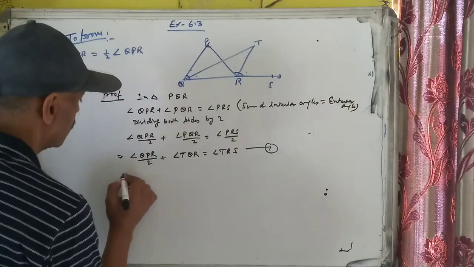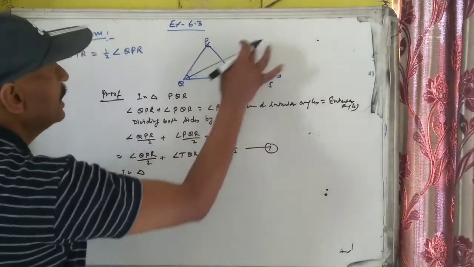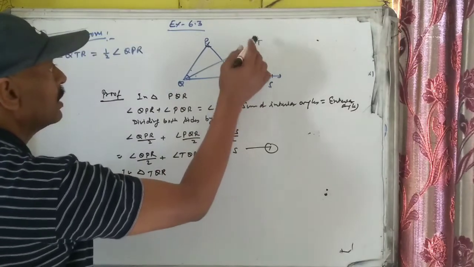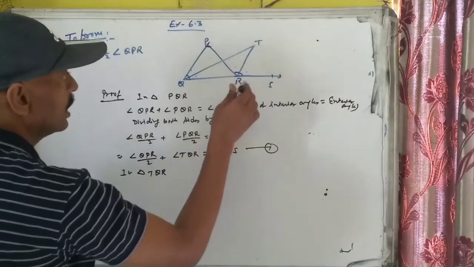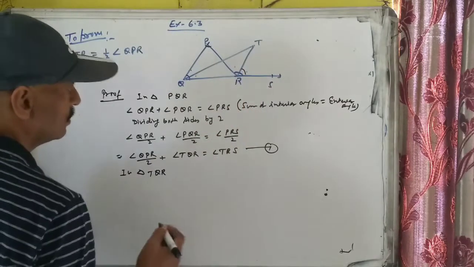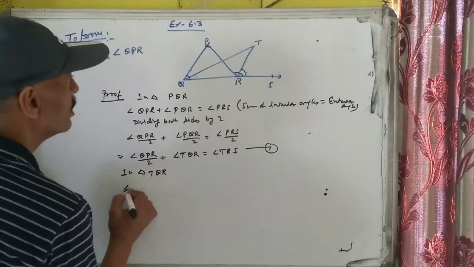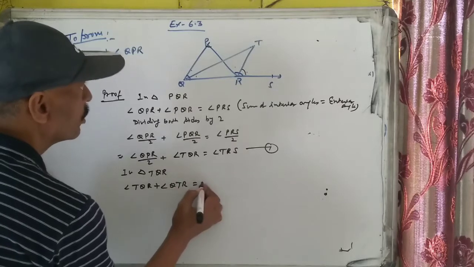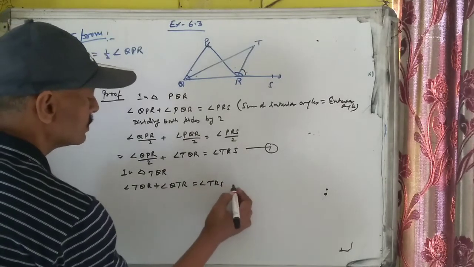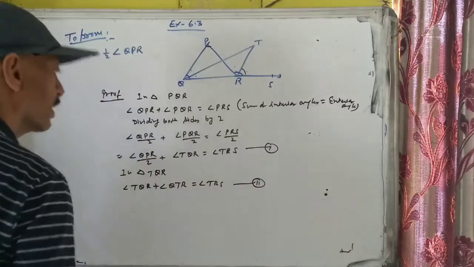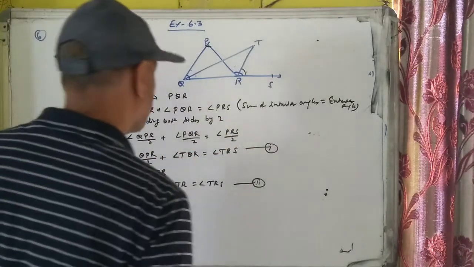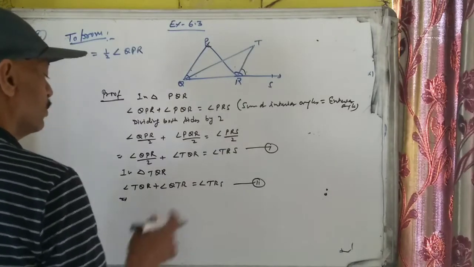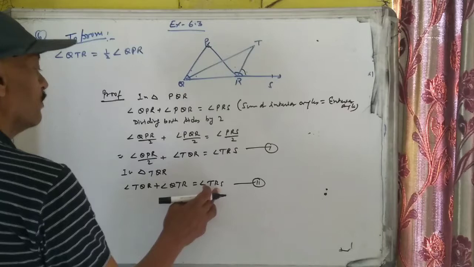Now choose the another triangle. In triangle TQR, the exterior angle of TQR is this one. So just write angle TQR plus angle QTR equal to angle TRS. Okay, same property is there, sum of interior angles. TQR and QTR both are the interior angles of TRS.